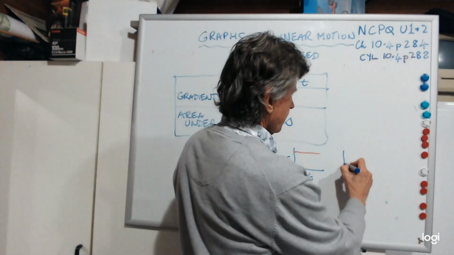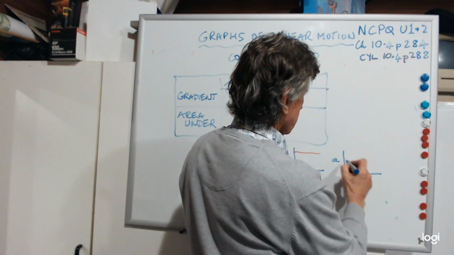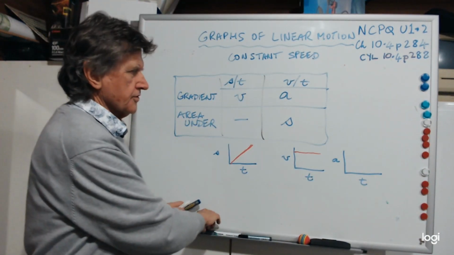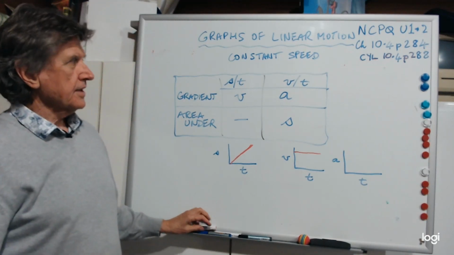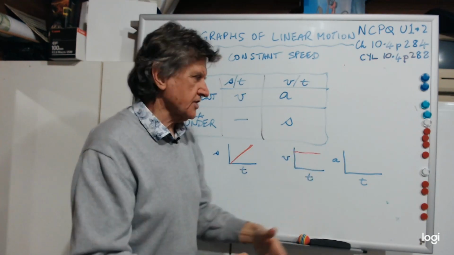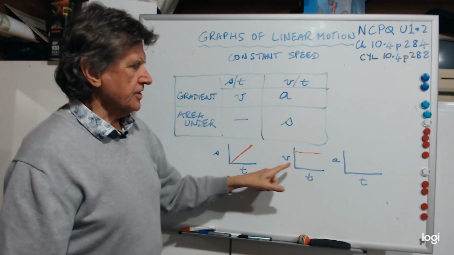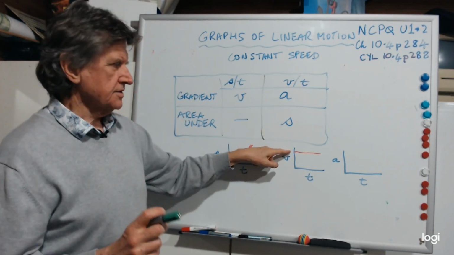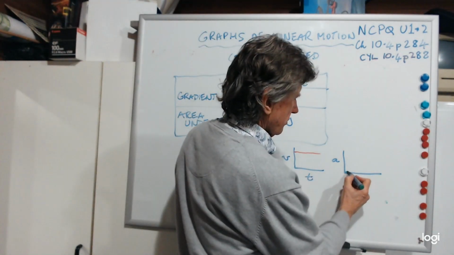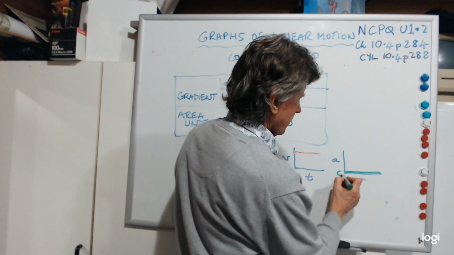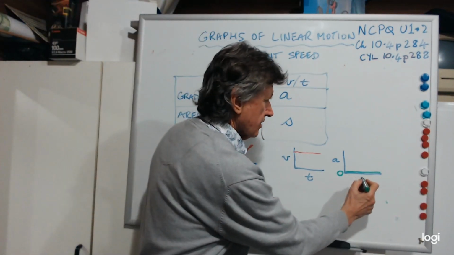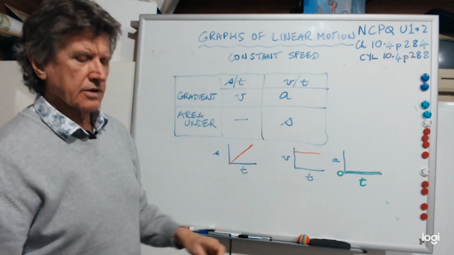If I said to you, what do you think an AT graph would look like? What would you say? Now, this is constant speed, remember. We're not talking about accelerated motion. That's the next chapter. The acceleration here is 0. It's not getting any faster. So this graph here would look like that, right on the 0 point. Okay, so that's an AT graph. Those three graphs go together.